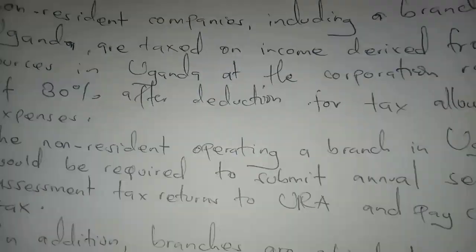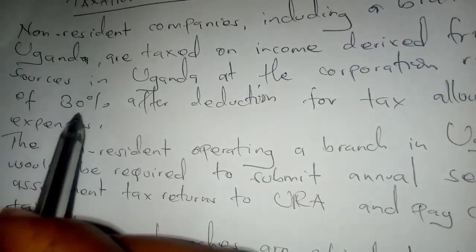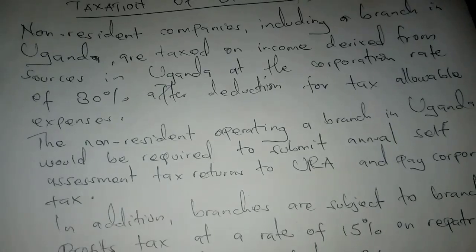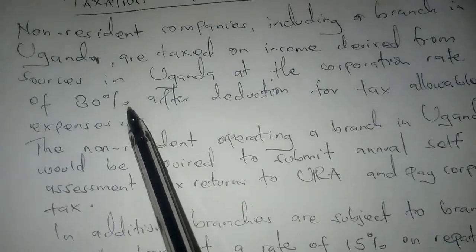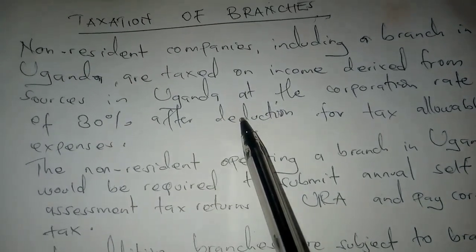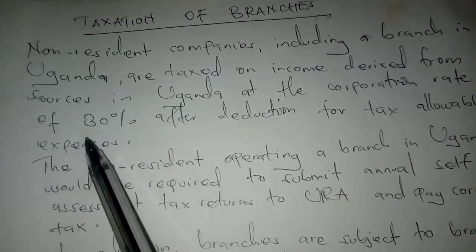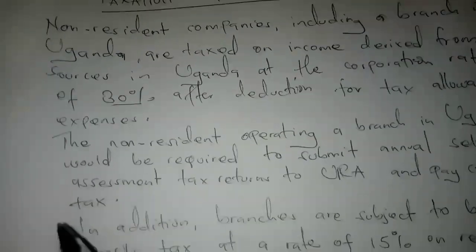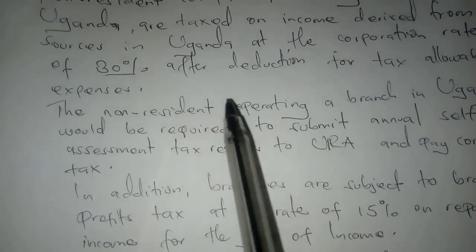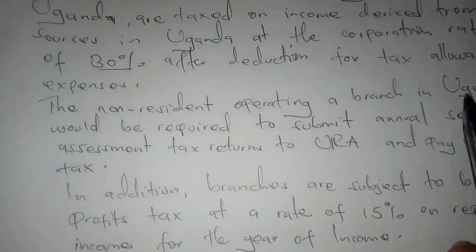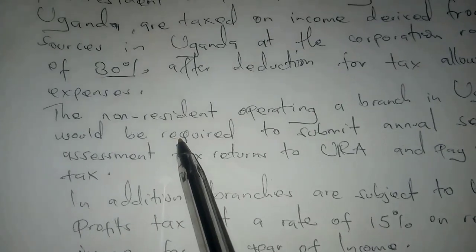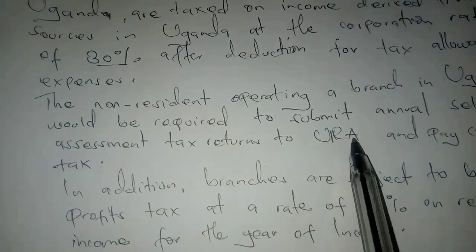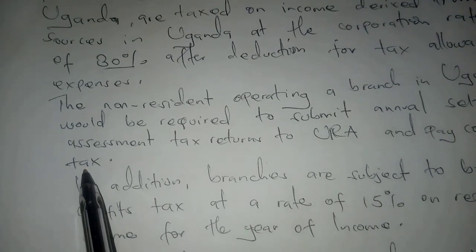a corporation rate of 30%. They are taxed at a corporation rate of 30% after deduction for tax allowable expenses. Then the non-resident companies operating a branch in Uganda would be required to submit annual self-assessment tax returns to URA and pay corporation tax.